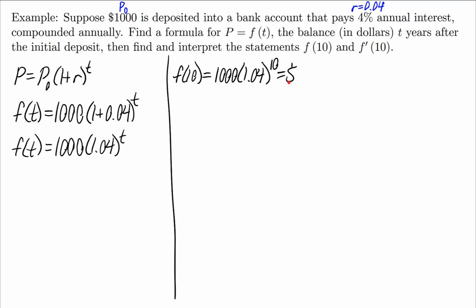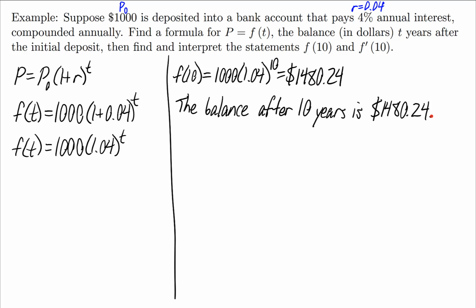If I do that, I get $1,480.24, which simply means that the balance after 10 years would be $1,480.24. Now we're also asked to find f prime of 10. Let's first find f prime of t. The coefficient will stay in front, this 1,000, and then we have the natural log of your a, 1.04, times a to the t. That's your usual rule for the exponential function.